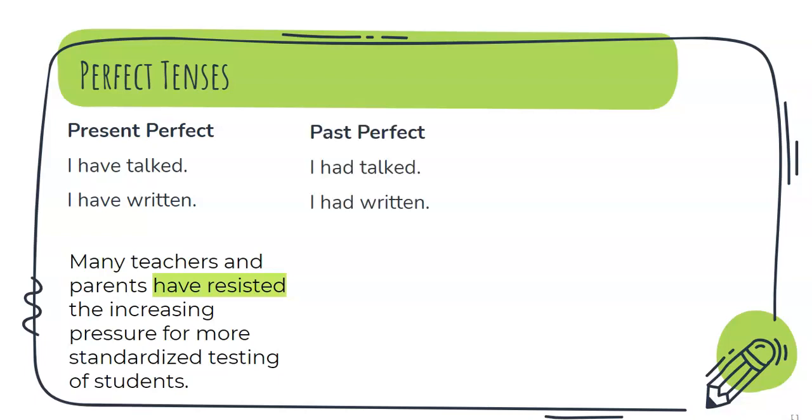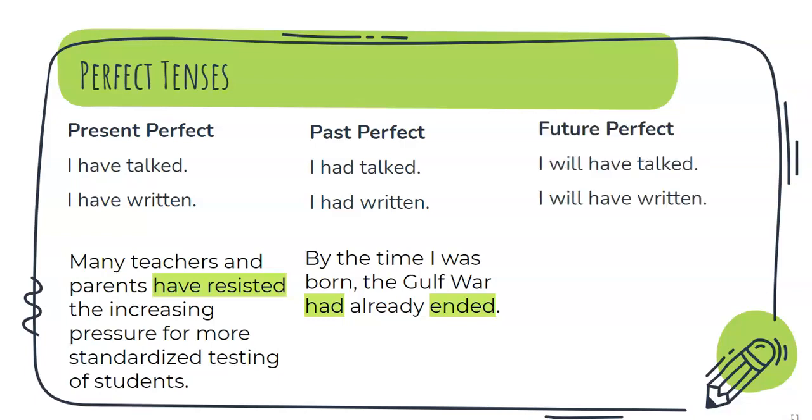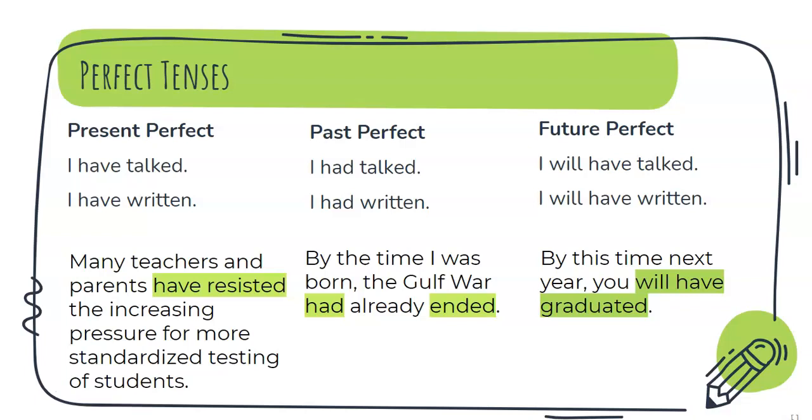Use the past perfect for an action that was completed before another past action began, such as, by the time I was born, the Gulf War had already ended. The past perfect verb is had ended. Already is an adverb telling when. Use the future perfect to indicate actions that will be completed at a specific time in the future. By this time next year, you will have graduated. The future perfect verb is will have graduated. Perfect tense requires a helping or auxiliary verb and indicates action that began and continued in the past.